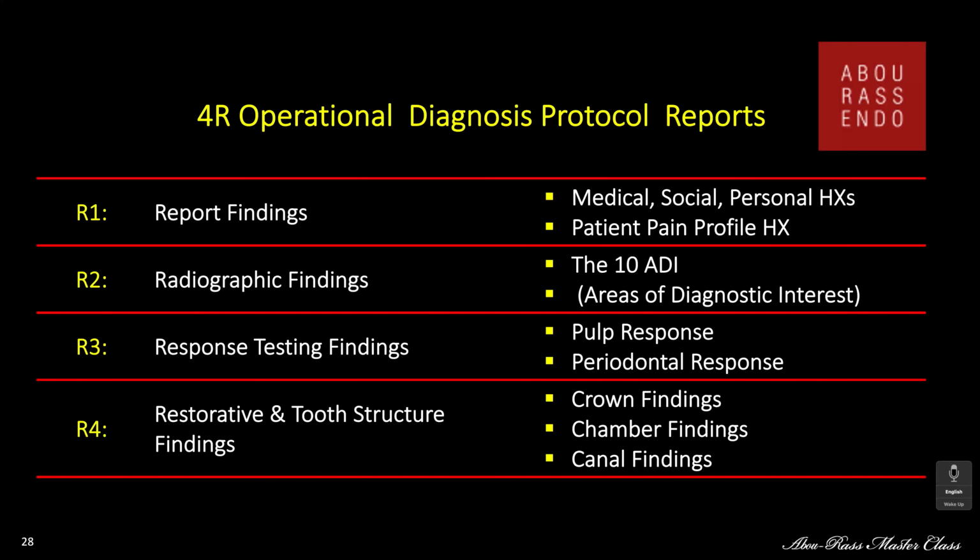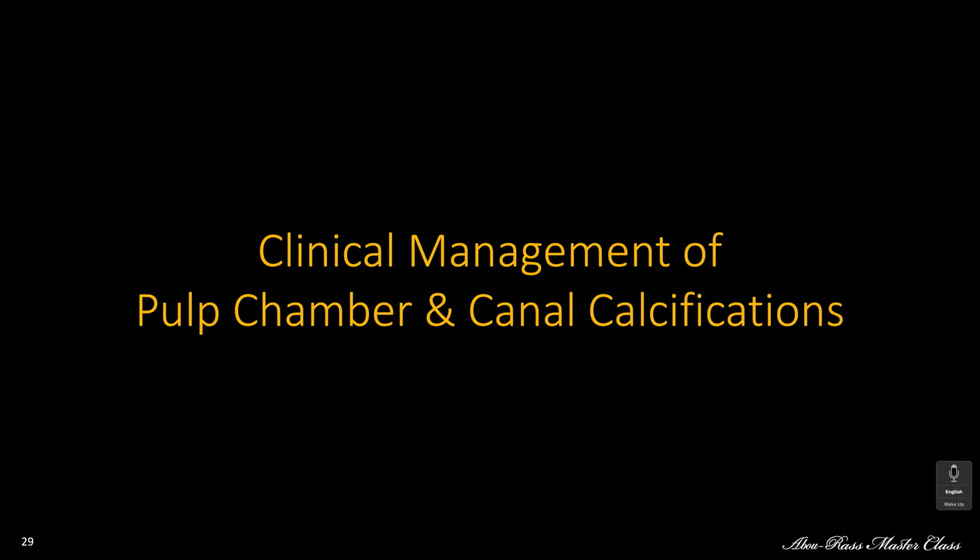At the end of the 4R operational diagnosis protocol, you're going to have 10 reports. These reports will be integrated. Each one will have a weight. We will give about 10% for R1, 30% to R2, another 10% to R3, and 40% for R4. You integrate all of these and you come up with a definitive diagnosis.